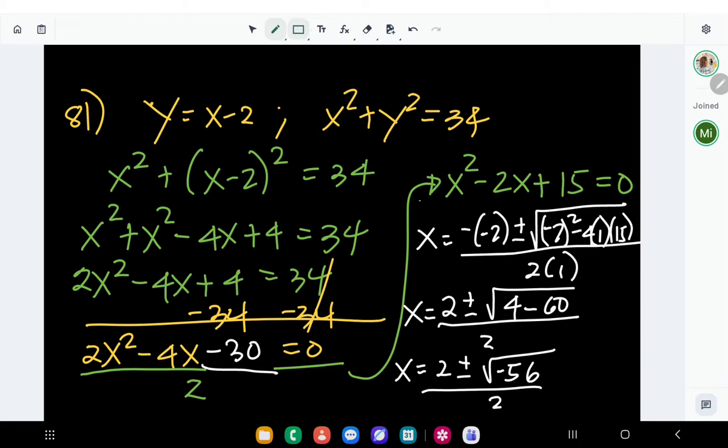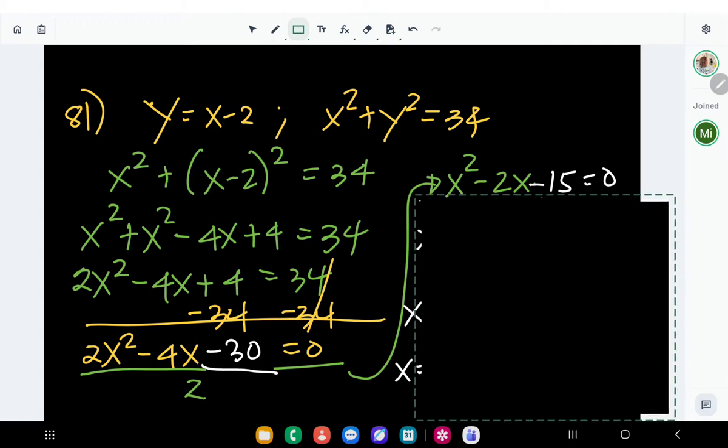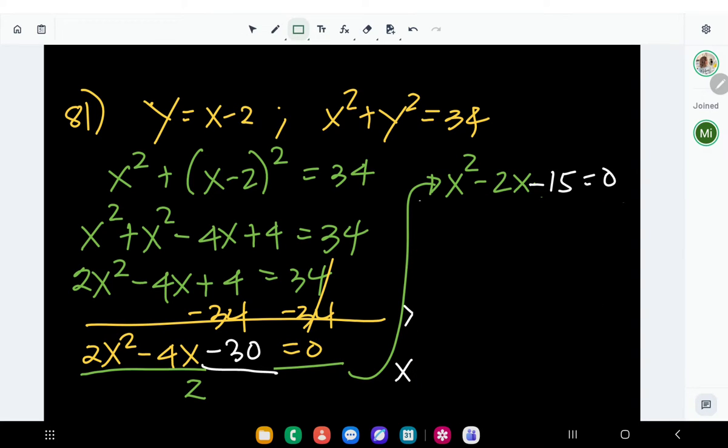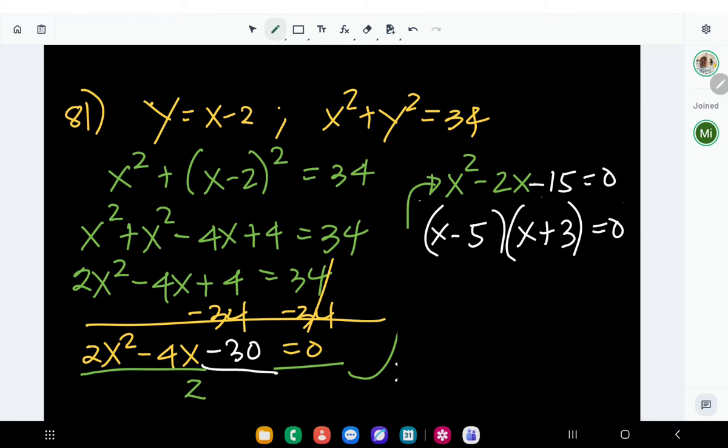And then we made a mistake. No, I made a mistake here. So it should be minus 15. So it is factorable. We don't need to use the quadratic formula. So we were right. So this is negative 15. So x minus 5, x plus 3, right? Oh, now we're on the right track.